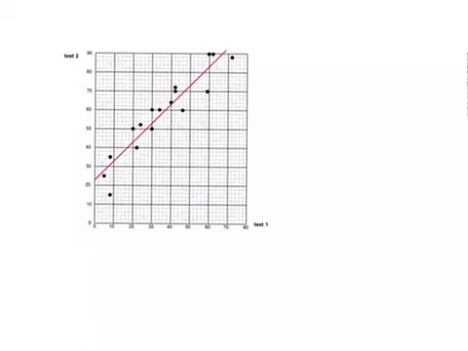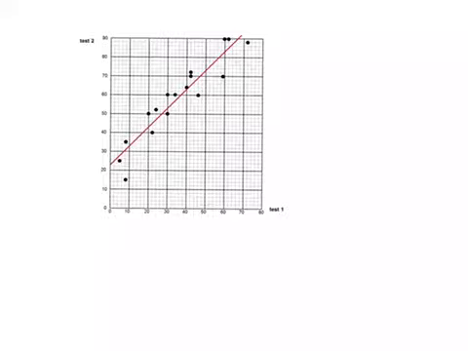So let's get rid of that one for now. And let's just look at this one. So it is a straight line. Let's find the equation of the line. y equals mx plus c. I need the gradient and the intercept.